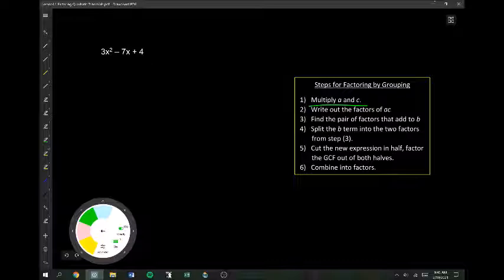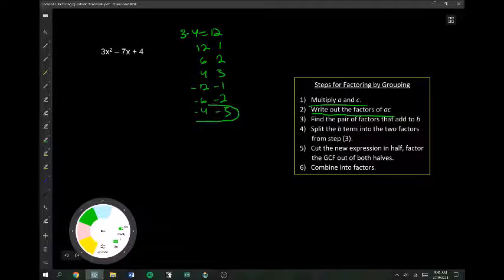Okay, step 1, multiply a and c. Well, that's 3 times 4 to get 12. Step 2, write out all the factors of AC. 12 and 1, 6 and 2, 4 and 3, and also the negatives. I have to worry about the fact that negative 4 times negative 3 is also positive 12. So I have to worry about the negative and the positive factors.